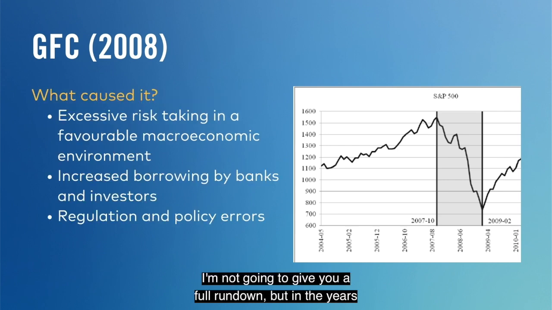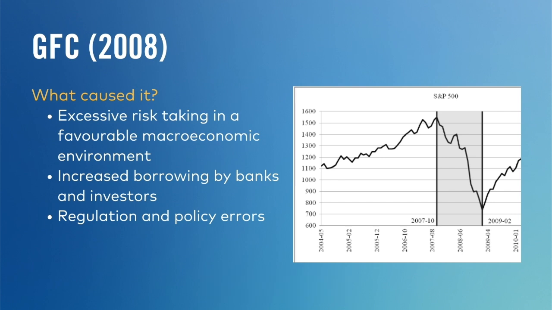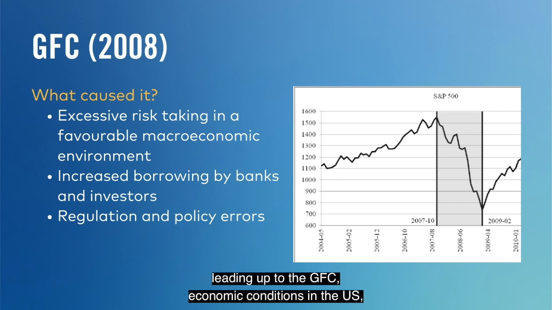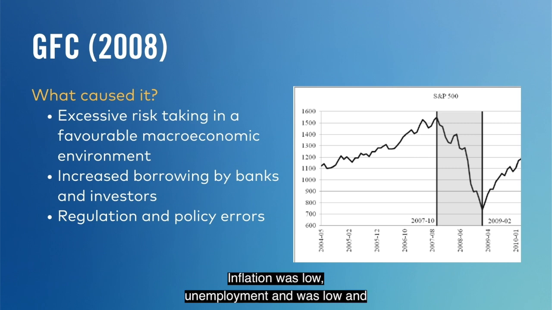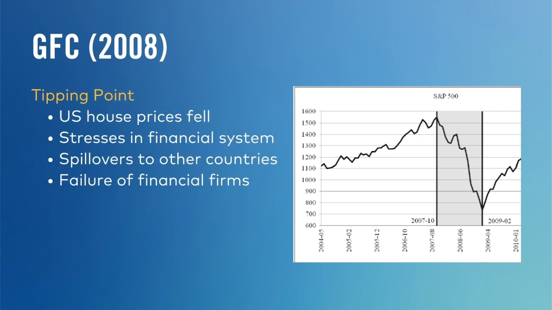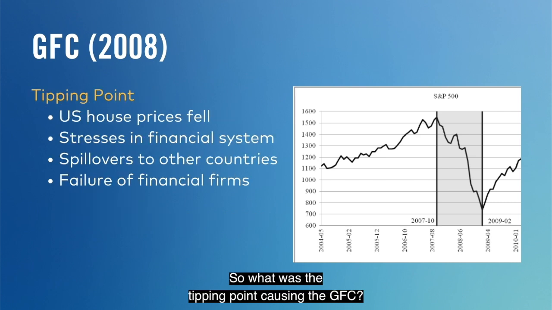I'm not going to give you a full rundown, but in the years leading up to the GFC, economic conditions in the US were pretty good. People wanted to borrow more, growth was strong and stable, inflation was low, unemployment was low, and interest rates were low as well. House prices were going up, everyone wanted to borrow, everyone wanted to buy, and no one wanted to regulate it. Everyone wanted to keep going, the banks kept issuing, they kept giving out loans, and this just became too much. So what was the tipping point causing the GFC?